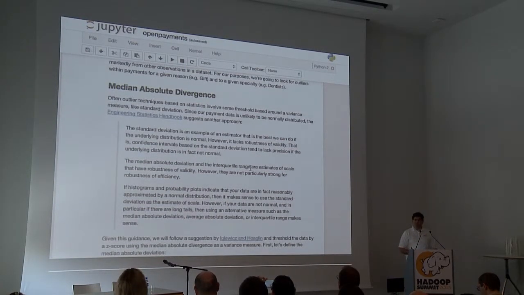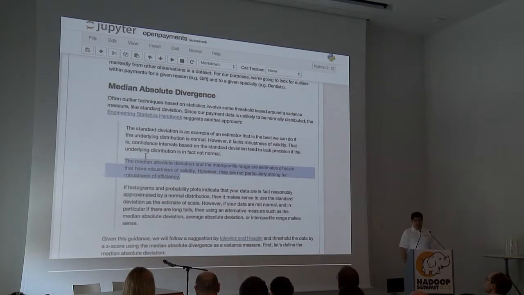The standard deviation approach is very standard, but this is non-normal data. So what they said was, there's a technique called the median absolute deviation. And it's kind of like interquartile range approaches, where you look at the 75th percentile, and so on. But particularly, it's good for data that's not normal, right? These payment data are just absolutely not normal at all. I like how they phrase this: however, they are not particularly strong for robustness of efficiency, which means it's computationally inefficient to do.